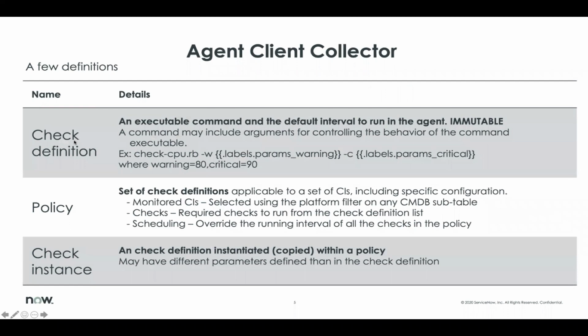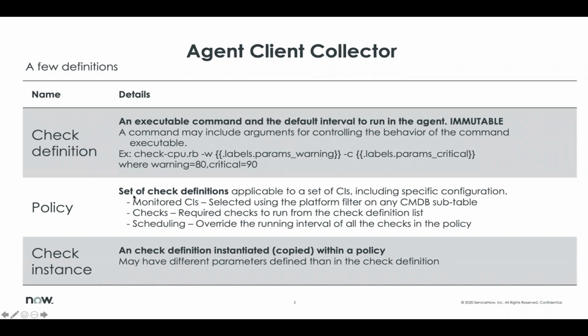Okay, so just as I was saying before, we have checks, we have policies, and we have this thing called a check instance. When you get the agent client collector installed, you'll see all these different check definitions. An example is right here, this check cpu.rb. That's exactly what a file looks like. It takes in a parameter, -w, which defines what happens on a warning. In other words, if the CPU is 80%, give me a warning, or -c, which is if the CPU is 90%, send me a critical event. And that's it. That's a check.